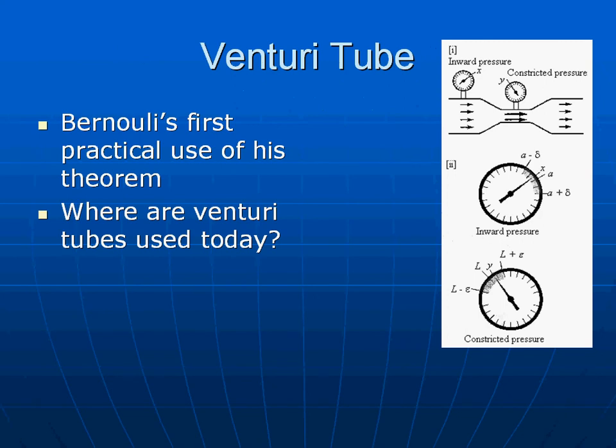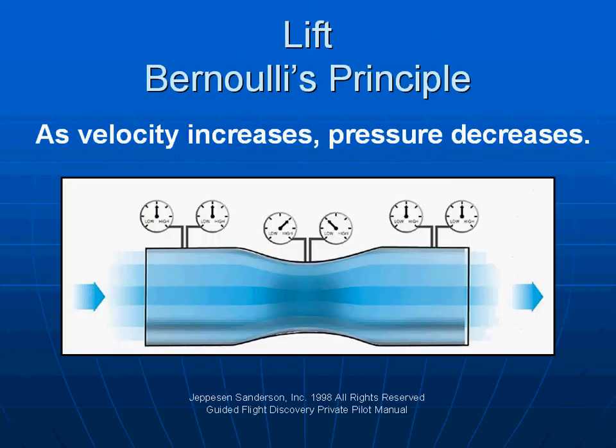Bernoulli first used a Venturi tube while doing some experimentations with air. One place you can see a Venturi used today is a carburetor, which uses a Venturi to mix the fuel-air mixture for an engine. Bernoulli's principle states as velocity increases, pressure decreases. As you can see here, air flows into one end of the tube, and when it gets into the restricted area, the velocity increases and the pressure decreases, and then once again it returns back to normal on the other end of the tube.